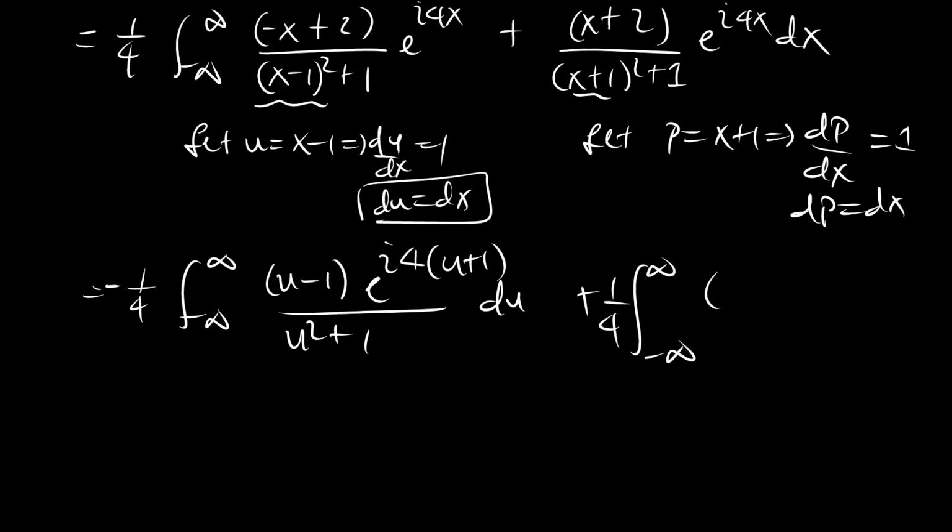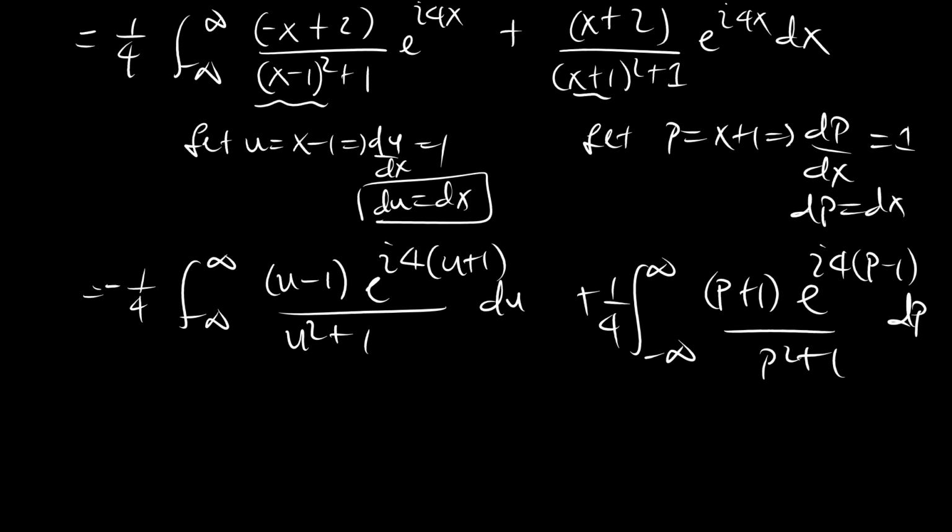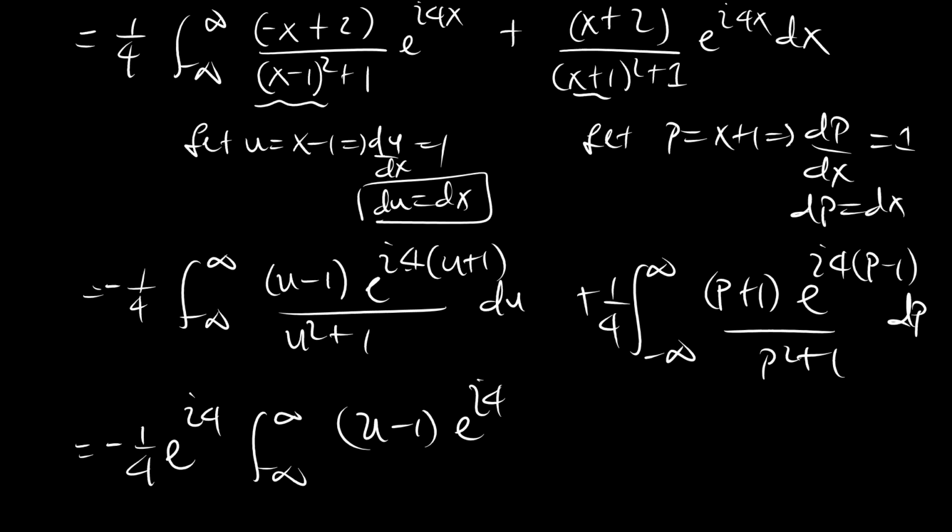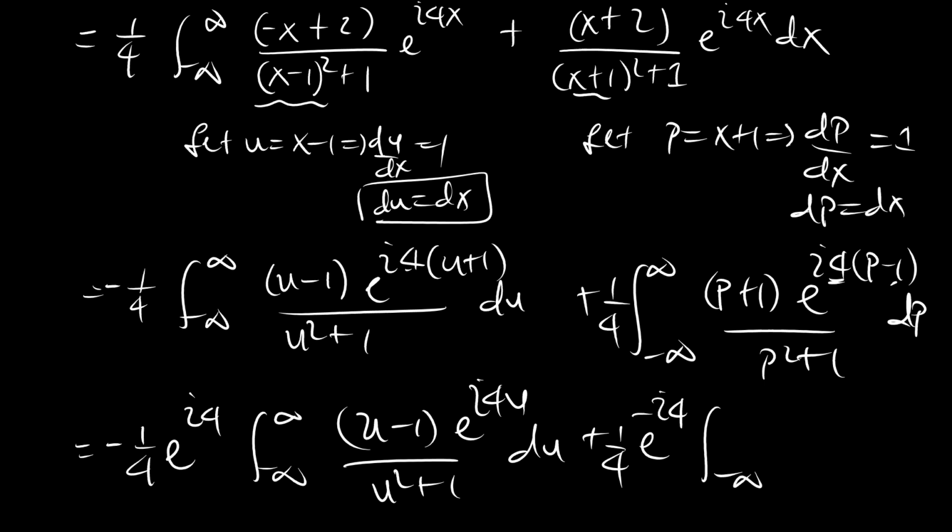And so we have integral negative infinity, and we have a quarter here. Okay, so we have p plus 1 e to the power i4 for p minus 1 over p squared plus 1 dp, such that we can pull the constant here, negative, and we have i4 out, negative u minus 1 e to the i4u over u squared plus 1 du plus a quarter, and then we have e to the negative i4, this and this, and negative infinity, we have p plus 1 e to the i4p over p squared plus 1.